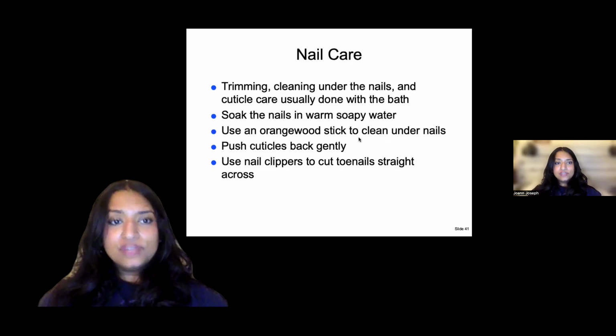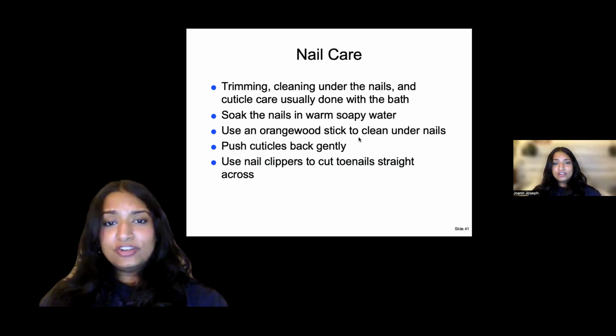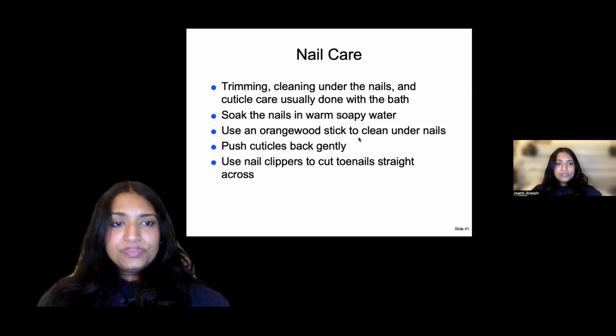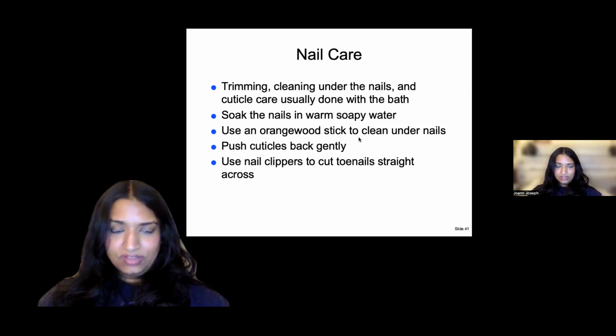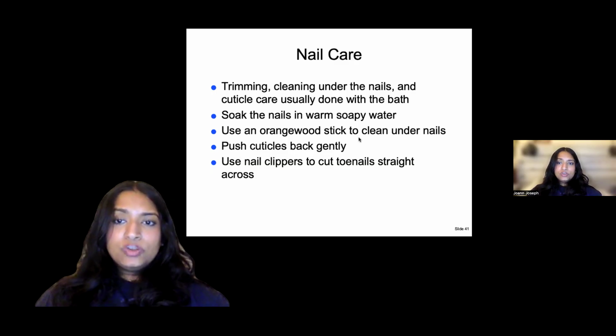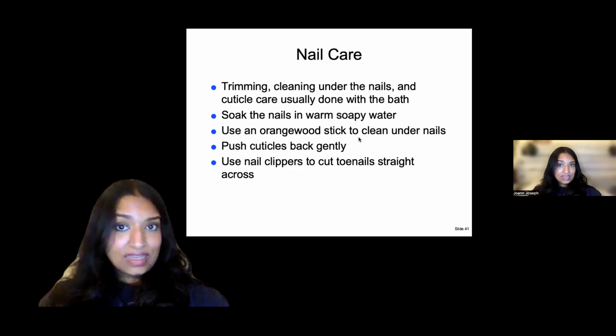Nail care: trimming, cleaning under their nails, and cuticle care are usually done with the bath. You soak the nails in warm soapy water. You use an orange wood stick to clean under nails. Push cuticles back gently. You use nail clippers to cut toenails straight across. The toes of diabetic patients or anybody with any type of circulatory disease, you do not cut at all without a physician's order. You cannot.